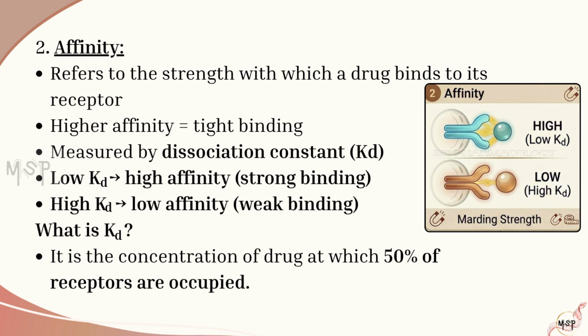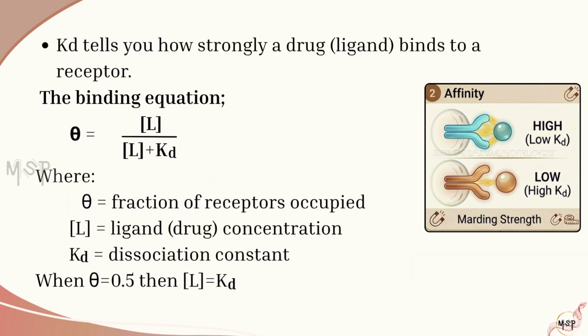How to find the dissociation constant? Kd is the concentration of the drug at which 50% of the receptors are occupied. By using the receptor binding equation, theta equals the concentration of ligand divided by the sum of ligand concentration plus the dissociation constant, where theta means the fraction of receptors that are occupied, L means the concentration of the ligand or drug, and Kd is the dissociation constant. This equation shows how receptor occupancy depends on drug concentration. So, if half the receptors are bound, the drug concentration at that point is your dissociation constant.